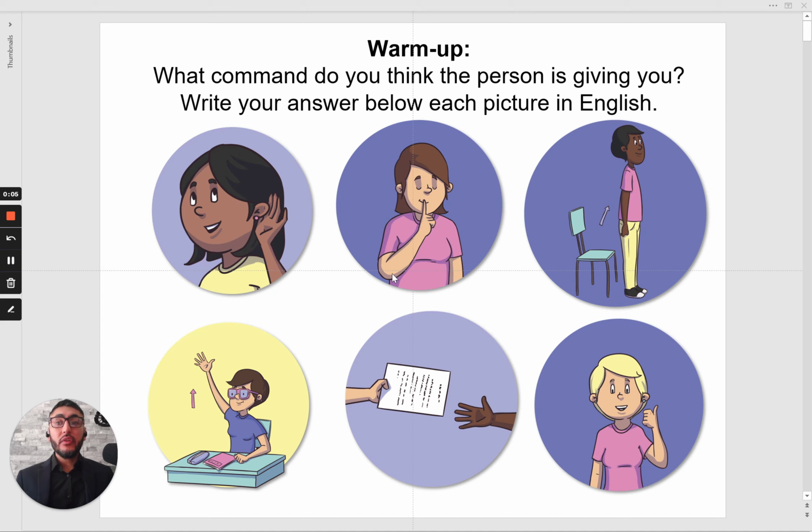Let's begin with our warm-up. What command do you think the person is giving you? Take a look at the pictures. Write your answers below each picture in English. This time I will have a timer. After we're done, we would discuss the answers with my students by cold calling.